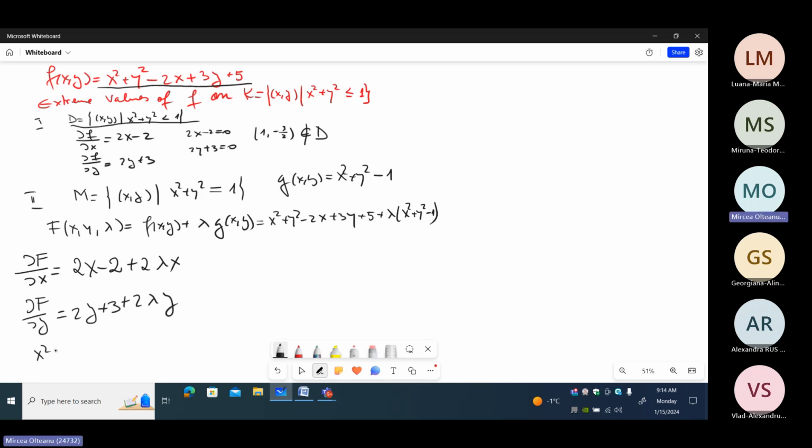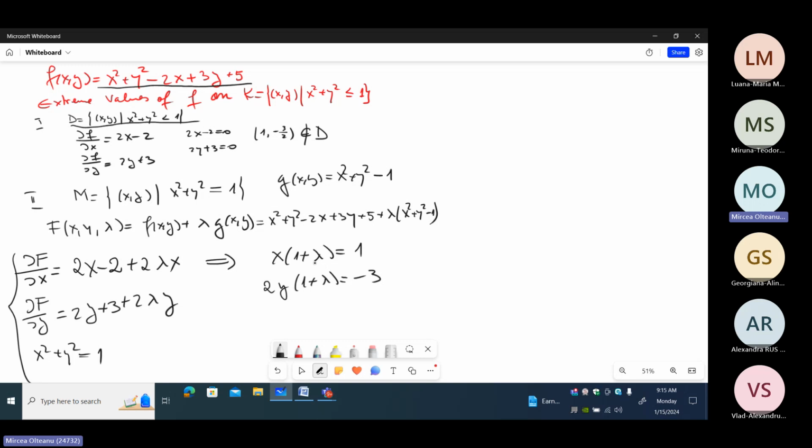And of course, g equals 0, which means this. So from the first equation, we get that x times (1 plus lambda) equals 1. And from the second equation, we get that 2y times (1 plus lambda) equals minus 3.